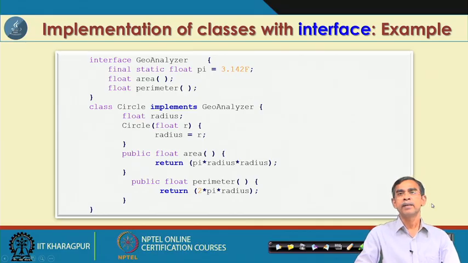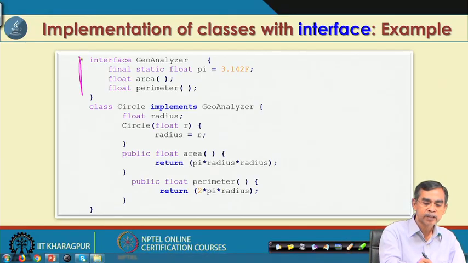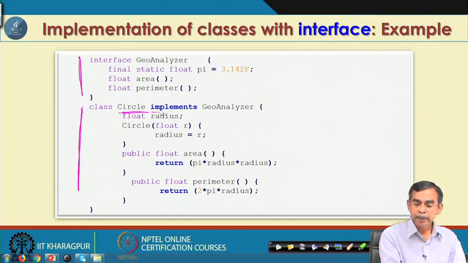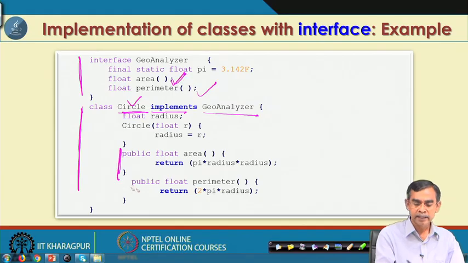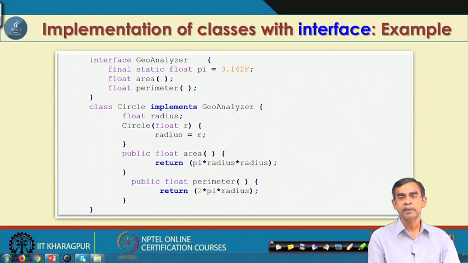Now, let us have a quick look at how this is possible. Here we can give the name of that interface as GeoAnalyzer. This has the methods as we have discussed. Here you can see Circle implements GeoAnalyzer, and this implementation means it will implement these methods. The constructor is there for this class, and this is the implementation of area, and this is the implementation of perimeter. This completes the usage of the interface in order to implement the circle.